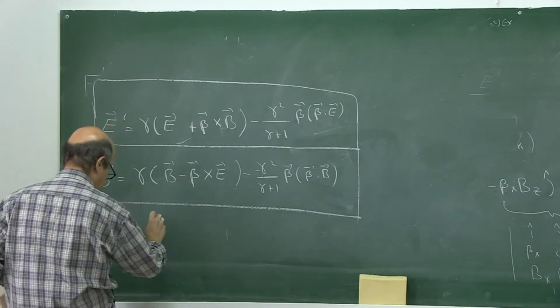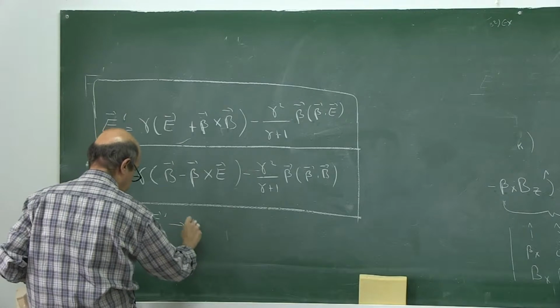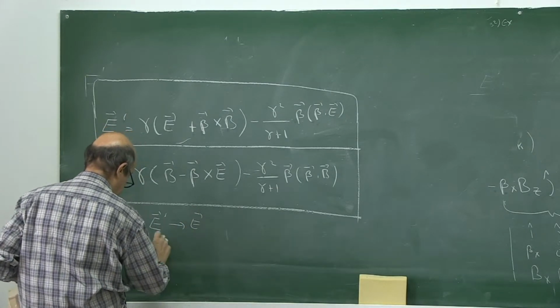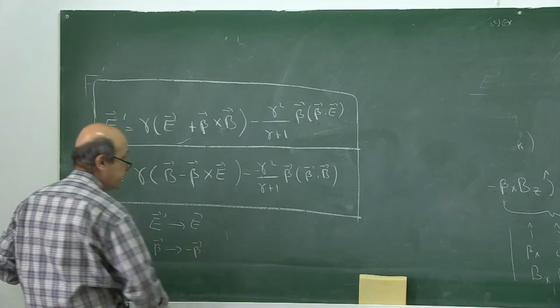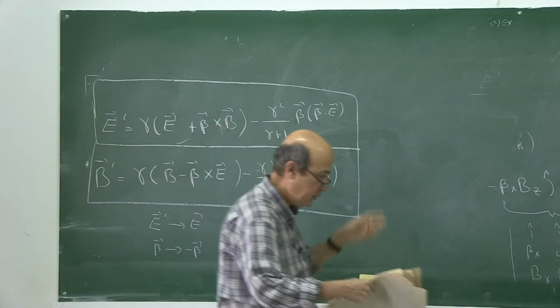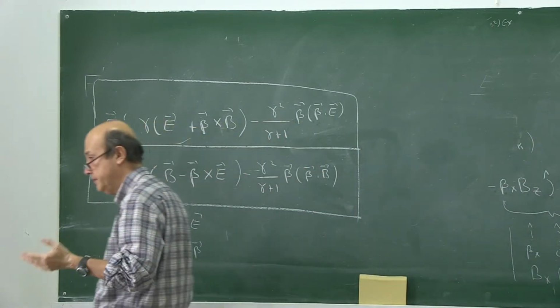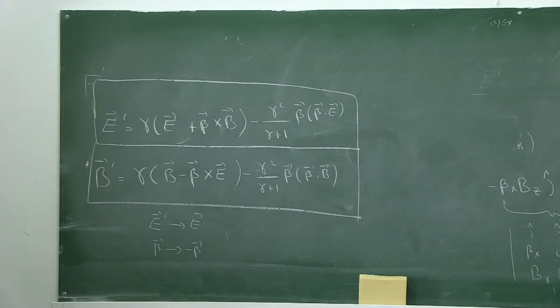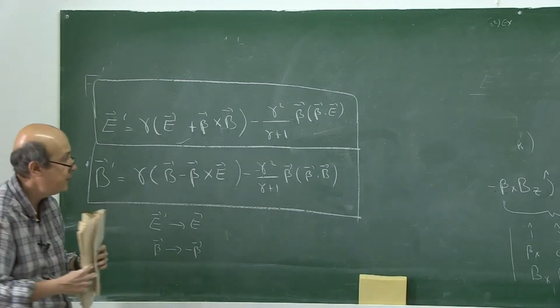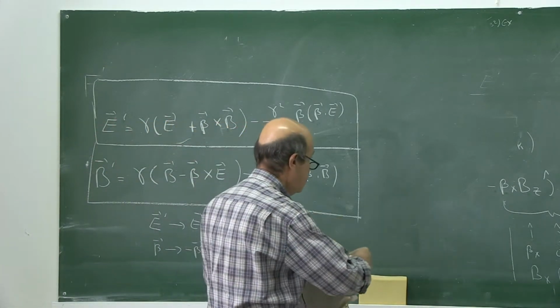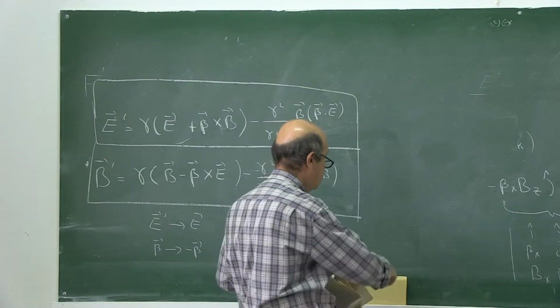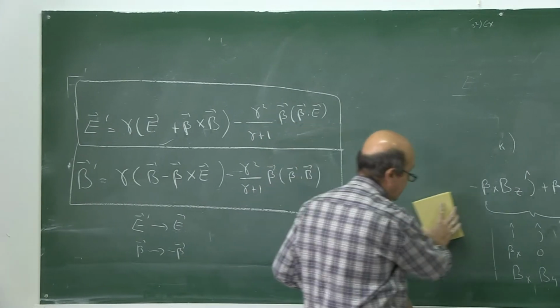So inverse of this, E prime goes to E, beta goes to minus beta. So we will use this in solving questions, and also we will use this where there is motion of a charged particle under the electric field and magnetic field. So the next thing for this chapter we are going to study today is the fields of the moving electric charge.